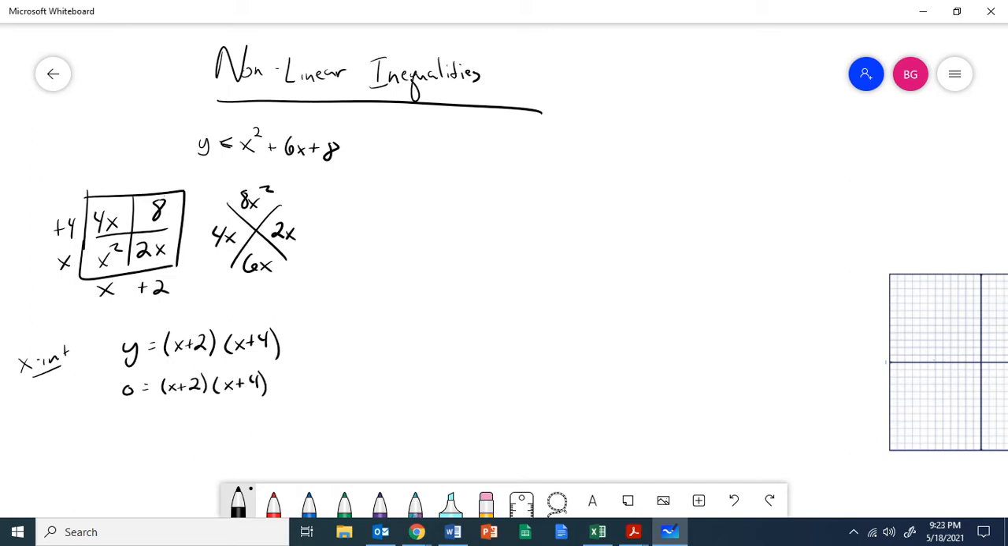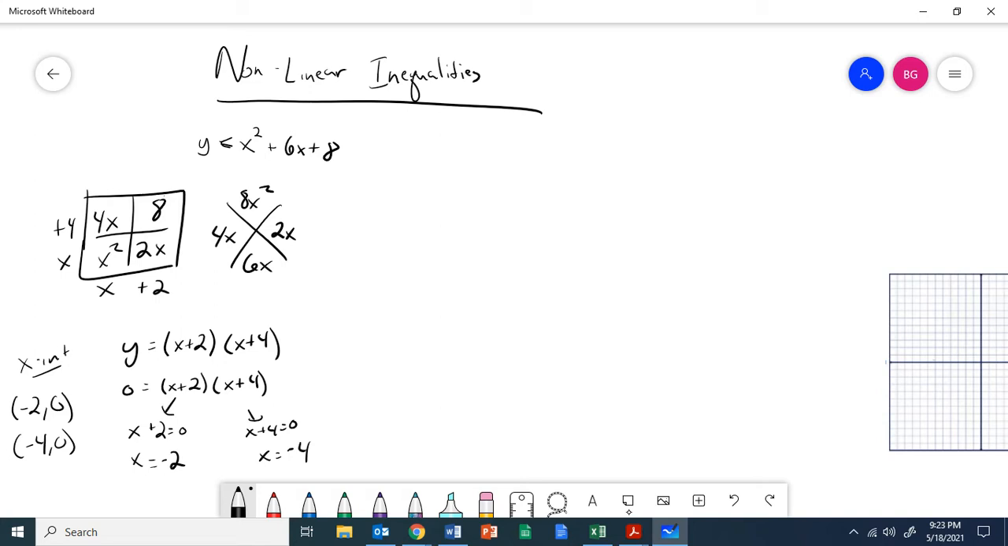Now you've got to remember, what do we do next here? Well, what we do next is we need the zero product property, which means we need to figure out when is x plus 2 going to be 0 and when is x plus 4 going to be 0, because that's being multiplied. So x plus 2 equals 0 and x plus 4 equals 0. When we solve these, we get x equals negative 4 and x equals negative 2. So those are going to be our x-intercepts.